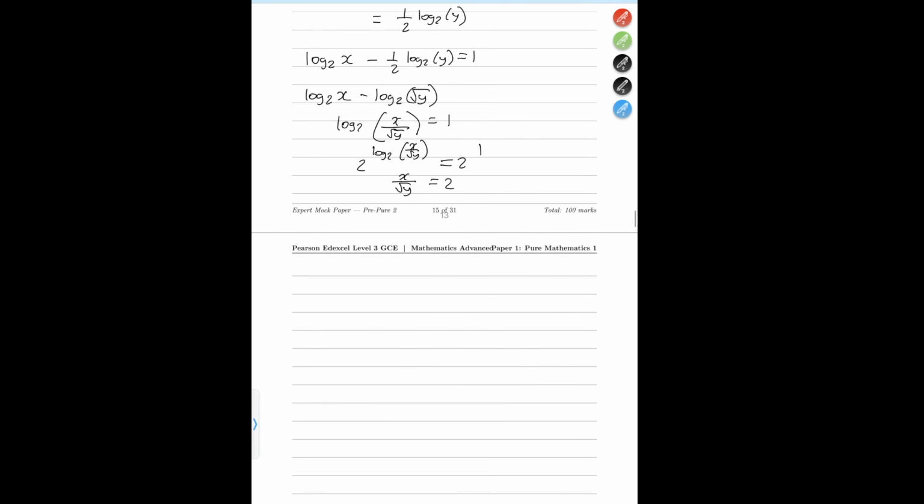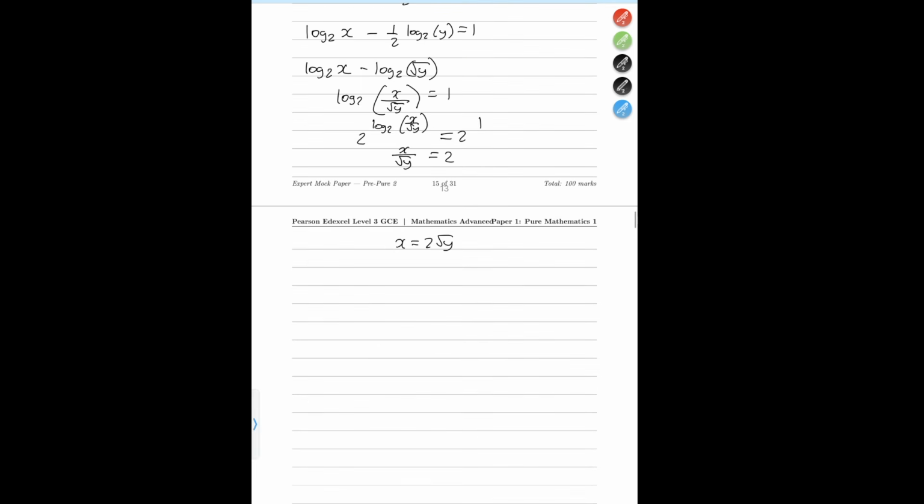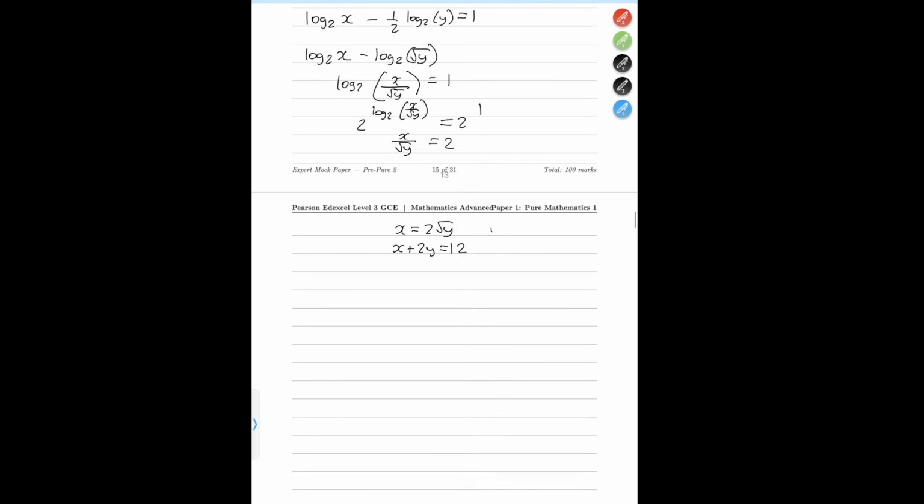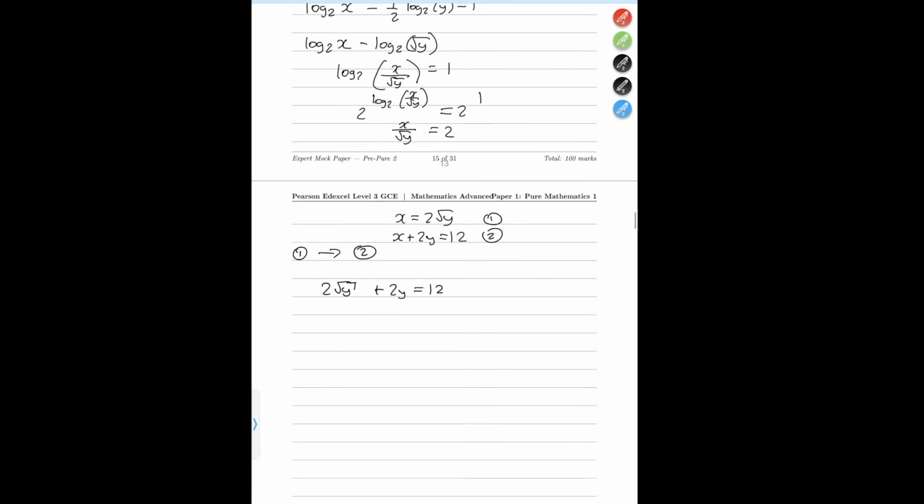So we'll get x equals 2 root y. And if we look at our original equation, x plus 2y is equal to 12. So let's sub in 1 into equation 2. So we get 2 root y plus 2y equals 12.